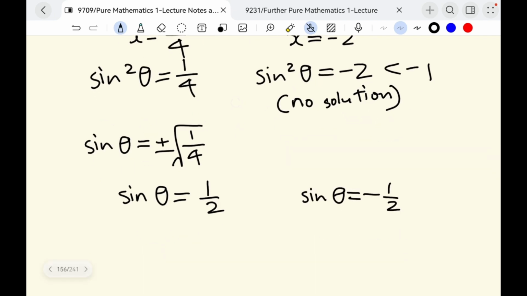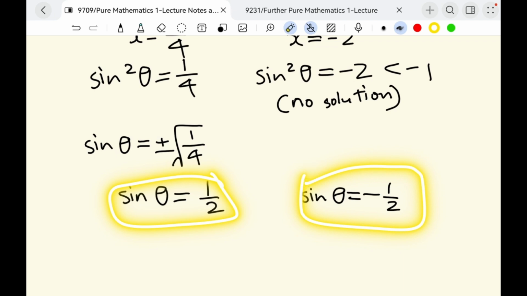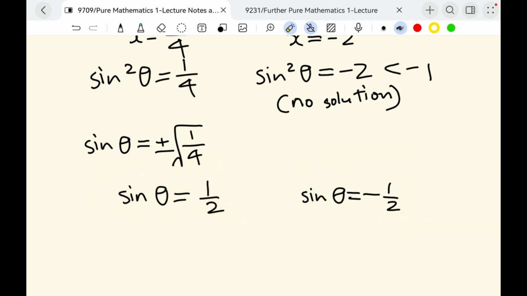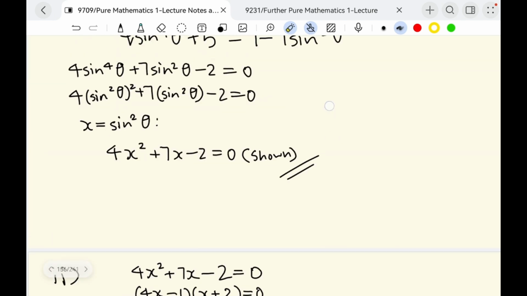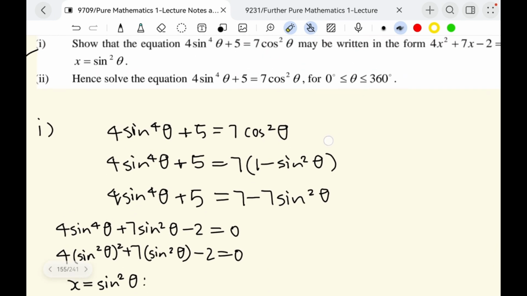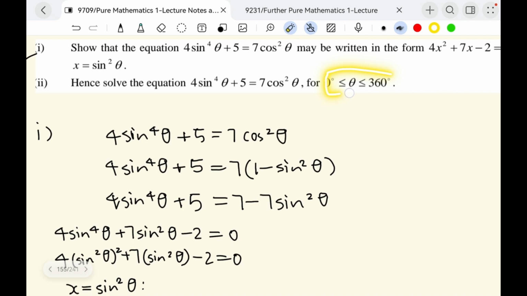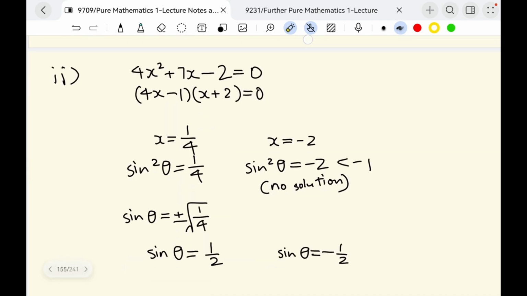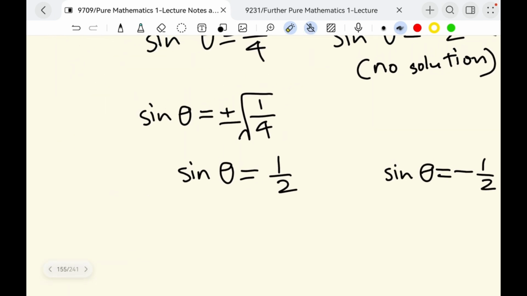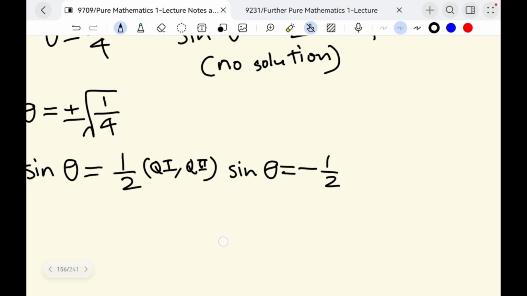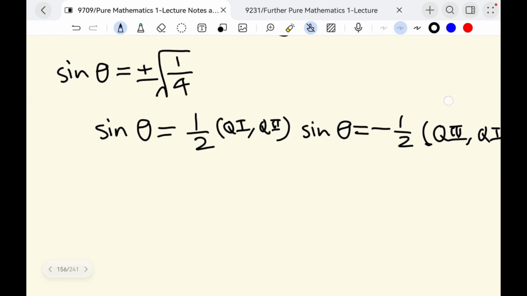So until here, this equation is possible. This equation is also possible. Why possible? Because both equations have their respective solutions. So now it wants you to solve the theta from 0 to 360 degrees. Okay, for the positive sign, this theta lies in quadrant 1 and quadrant 2. For the negative, it lies in quadrant 3 and quadrant 4 from 0 to 360 degree.